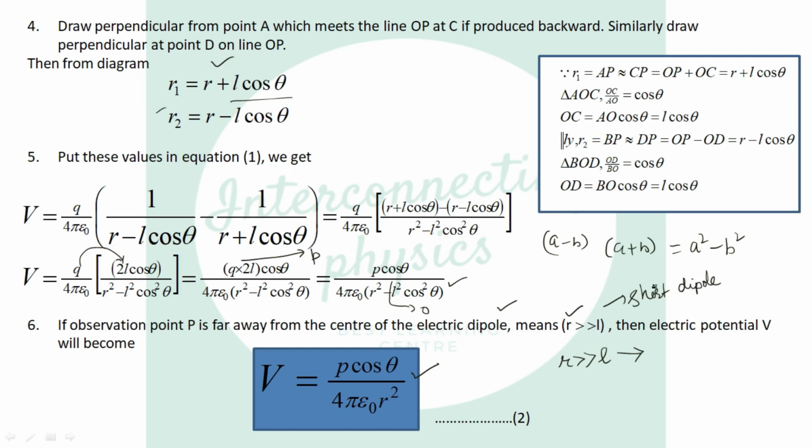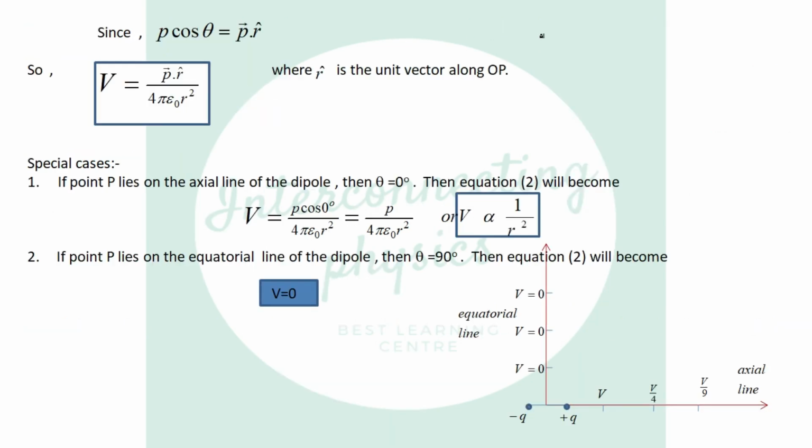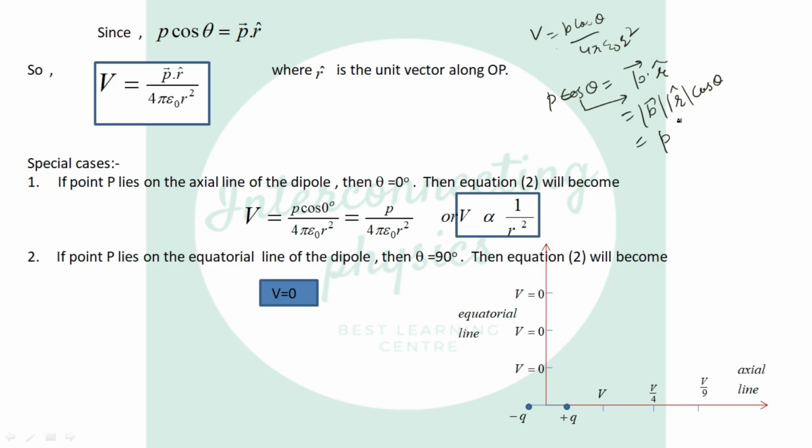Short dipole. Okay. Now V equals p cos theta divided by 4 pi epsilon naught r square. This p cos theta can be written as p vector dot r cap, because cos theta comes in the dot product. When we open this, magnitude of p vector times magnitude of unit vector times cos theta. Magnitude of p vector will be p, but magnitude of a unit vector is always 1. So it will be p cos theta. And r cap is the unit vector along OP.